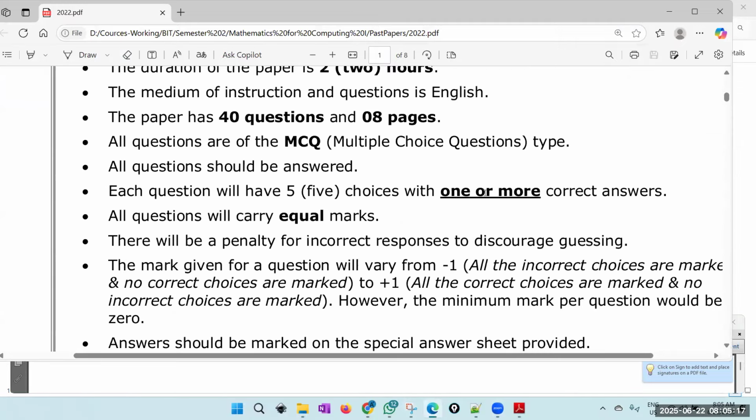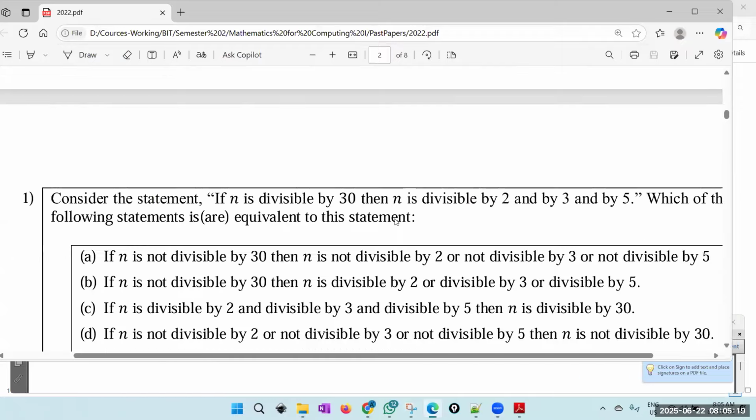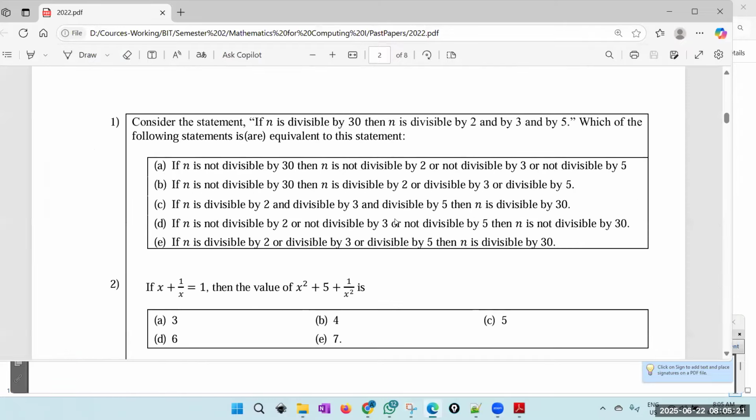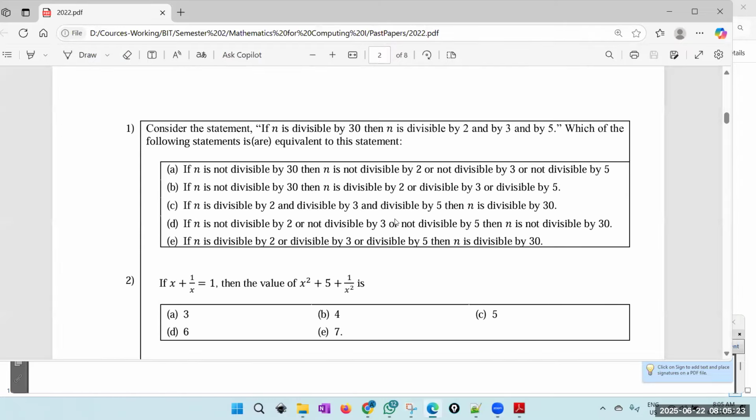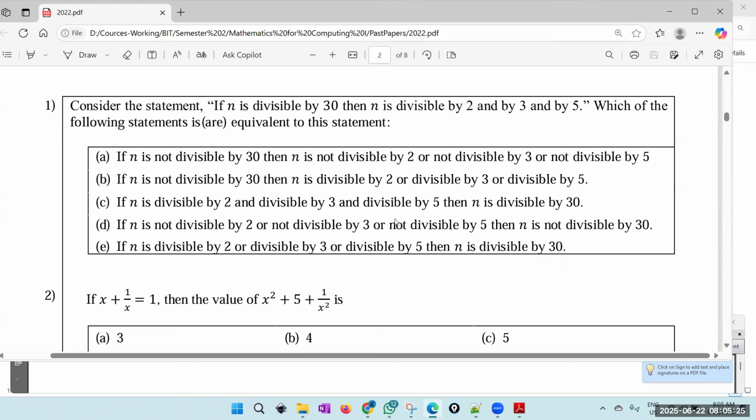Multiple answers are possible. Okay. 40 questions, so make sure you manage your time. And if there are difficult questions, just skip those and proceed. Come back later and do those. Otherwise, you will waste your time.